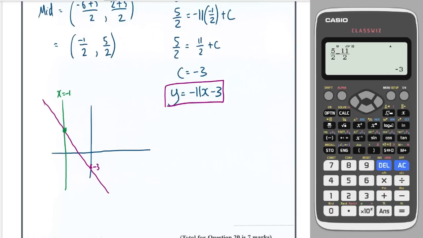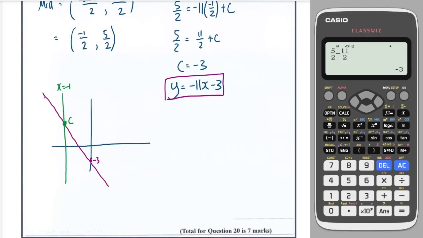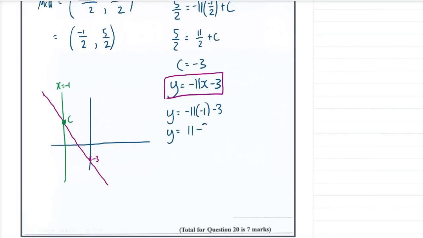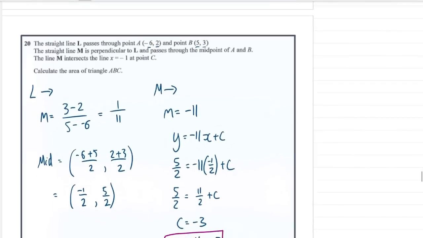So we can find this point, and that point is the point C, by substituting x equals minus 1 into the line. So I get y is equal to minus 11 times minus 1 minus 3. So y is equal to positive 11 minus 3, which is equal to 8. So we know the coordinates of C are minus 1 because it's on the green line, and 8 is the y coordinate. Okay, we are asked to work out the area of the triangle ABC.